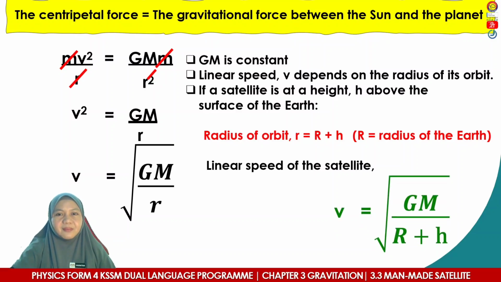Alright? Okay, students. And if you look here, small r refers to the radius of orbit. If the satellite is a few kilometers away, or at a certain height from the Earth's surface, this is how to determine the radius of orbit. You have to add the radius of Earth, R, to the height of the satellite from the Earth's surface. Okay, to understand this later, we'll see a few examples of questions.